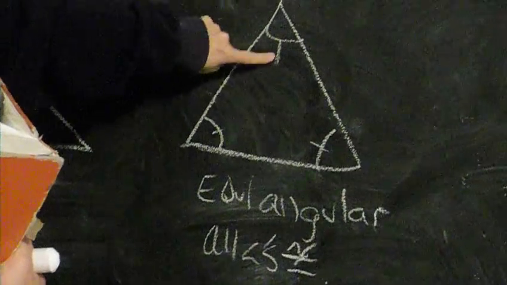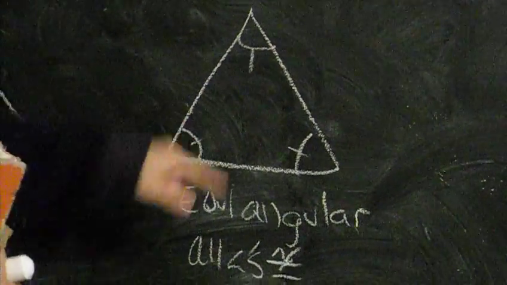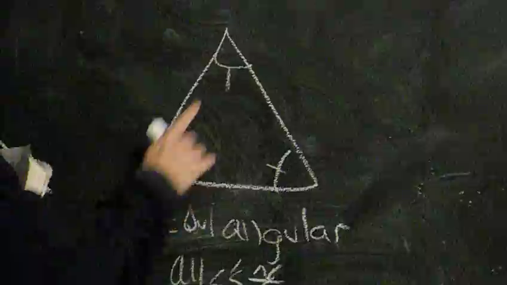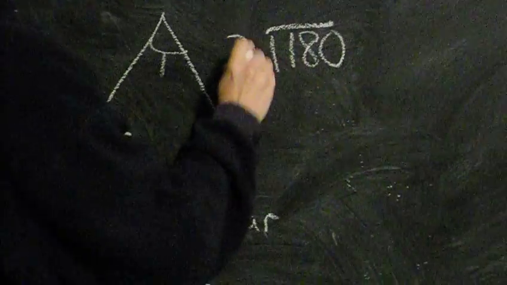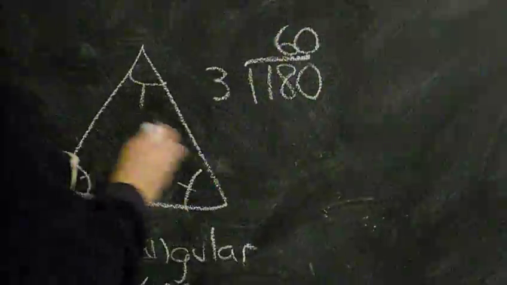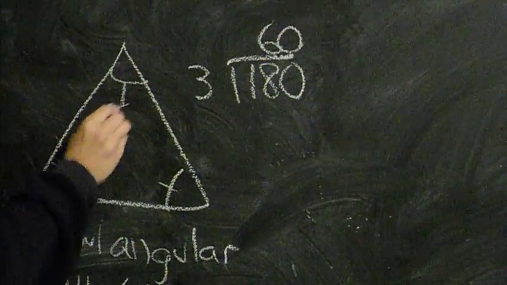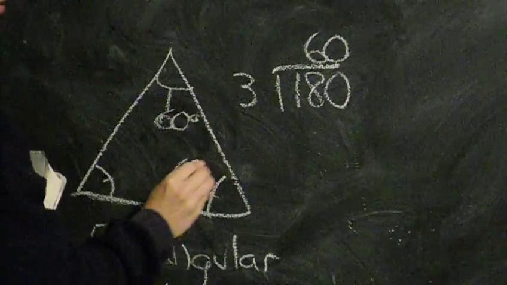Oh, the equiangular triangle. Here it is. Sorry. If you know that all of these add up to 180 and all the angles are the same, if we divide 180 by 3, you're going to get 60. So in an equiangular triangle, all the angles are 60 degrees.